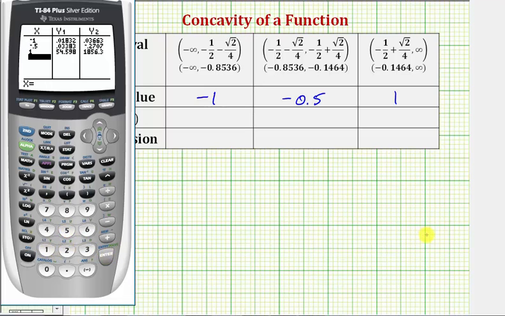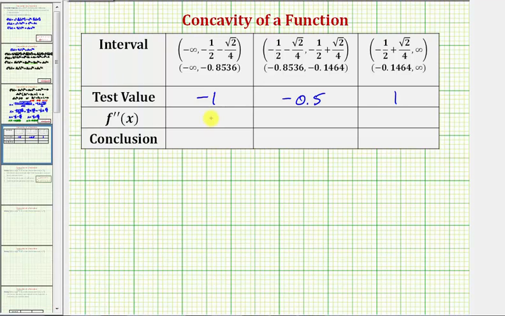And remember, the second derivative is in y2, so at x equals negative 1, the second derivative is positive. At negative 0.5, it's negative, and at positive 1, it's positive. So the signs are positive, negative, positive, which means over this first interval, the function is concave up because the second derivative is positive. Here, the second derivative is negative, so the function is concave down over this entire interval.